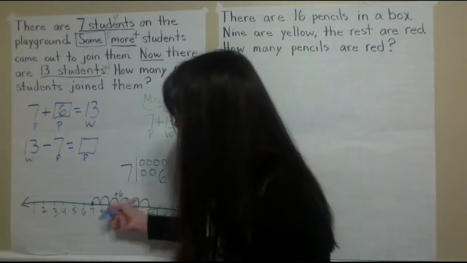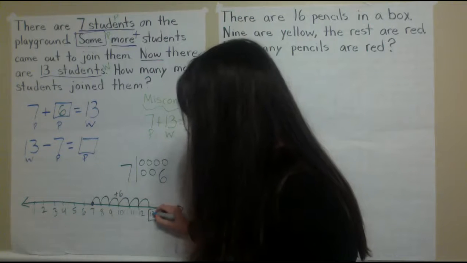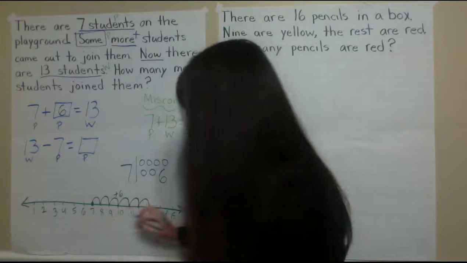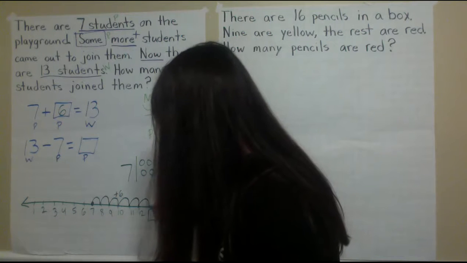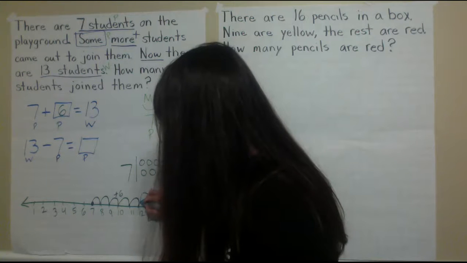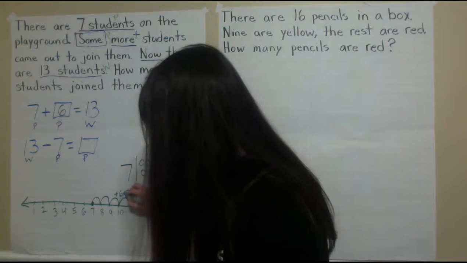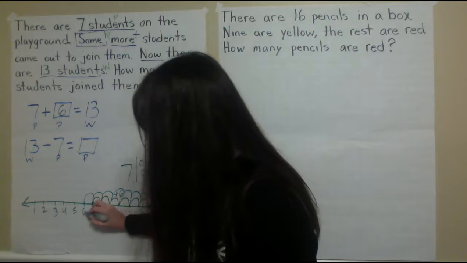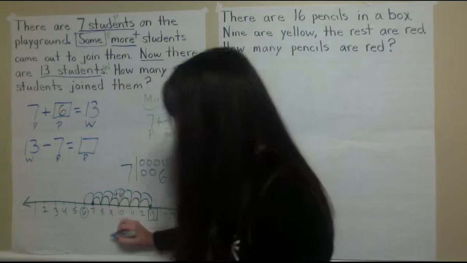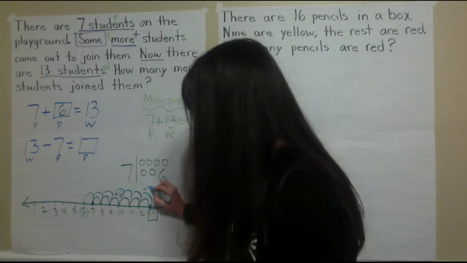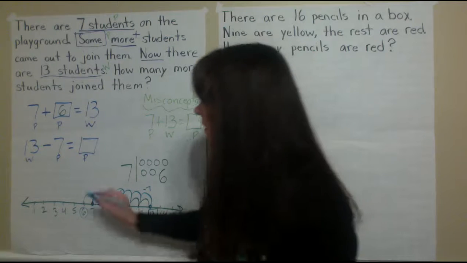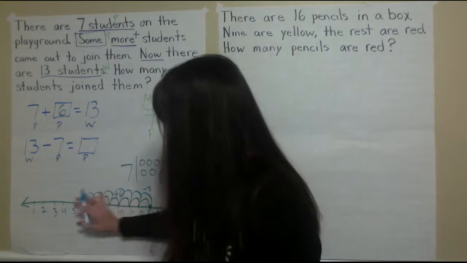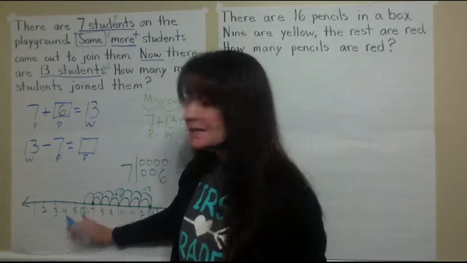I could think 13 minus 7. So if I'm at 13, I could go 1, 2, 3, 4, 5, 6, 7. And my answer would be 6. So I would minus 7. 13 minus 7 will get me to 6.